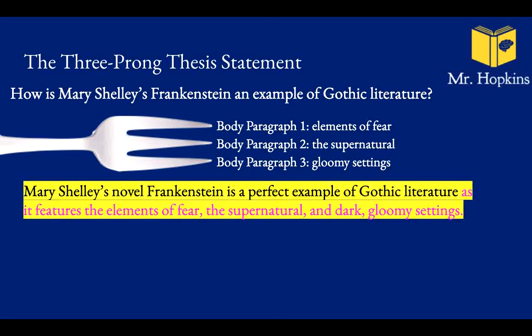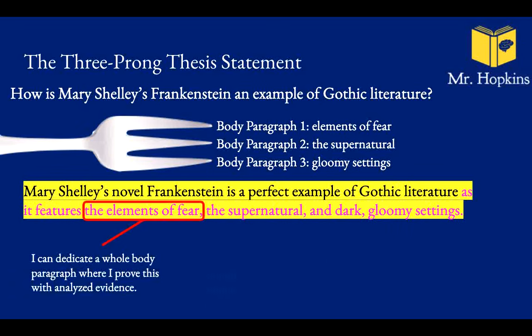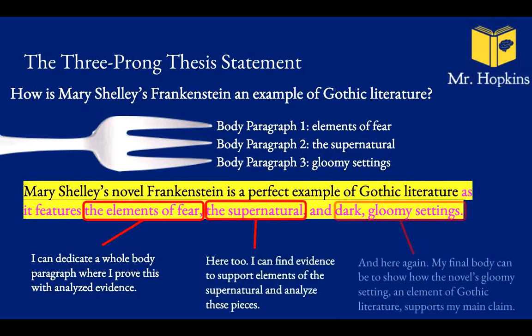Now, a three-pronged thesis statement basically lays out my essay. Mary Shelley's novel Frankenstein is a perfect example of Gothic literature. That is the what. The how? As it features the elements of fear, the supernatural and the dark gloomy settings. Well, I've laid out what body 1 is going to be about, what body 2 will be about, and what body 3 will be about. This is a three-pronged thesis statement. Some teachers request that you use this, and even some exam practitioners prefer this. It's not my personal preference, but if you're interested in using this, this is how it's done.